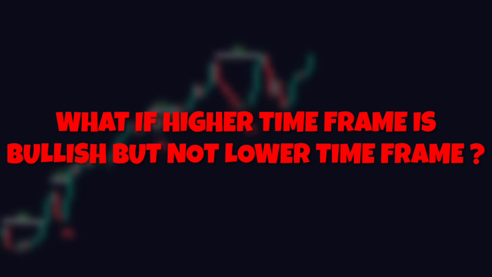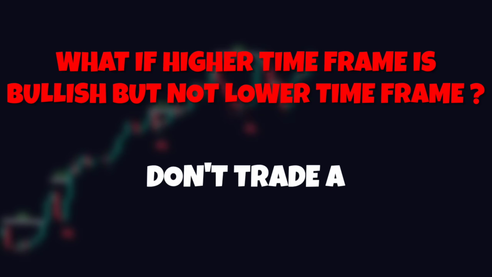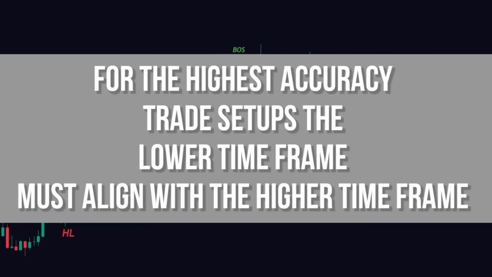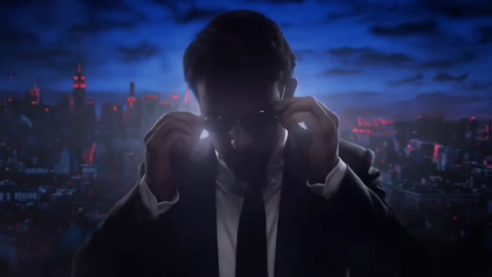But what if the lower time frame isn't bullish? Then don't trade against the trend. Never force a counter-trend trade. Instead, wait for a clear change of character before making a move. For the highest accuracy setups, the lower timeframe direction must align with the higher timeframe trend. This is the key to trading with confidence and precision.